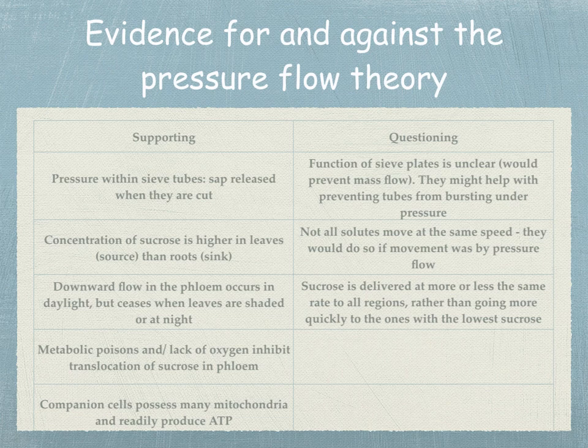Evidence against or questioning the pressure flow theory include the function of the sieve plates is unclear because these would prevent mass flow. So they might help with preventing the tubes from bursting under pressure. Not all solutes move at the same speed. They would do so if the movement was by pressure flow. And then lastly, sucrose is delivered at more or less the same rate to all regions, rather than going more quickly to the ones that are with the lowest sucrose.